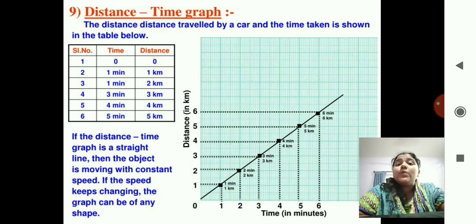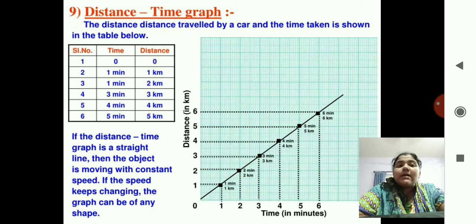In our previous video we have seen about motion, the types of motion, what is speed, and how to calculate the speed. I hope you have learned the formula, that is speed is equal to distance upon time, correct? Now we will see how the distance and time graph is plotted. You can see the picture of a graph.